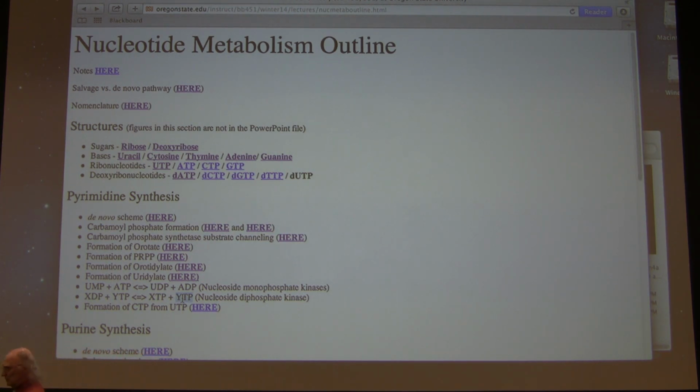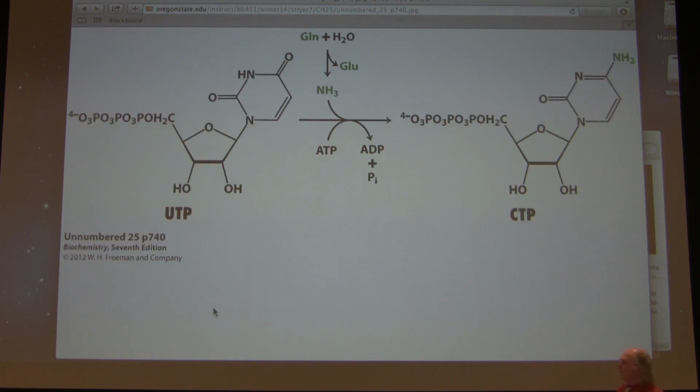So we go to UMP, as we've already seen. UMP gets converted to UDP, and then UDP gets converted to UTP, and then CTP gets made from UTP. That reaction is shown right here. Here's UTP. Here is an amination going this direction. It's a deamination going backwards, all right? So if we go from UTP to CTP, we have to replace the oxygen with a nitrogen, making an amine, and that gives us CTP.